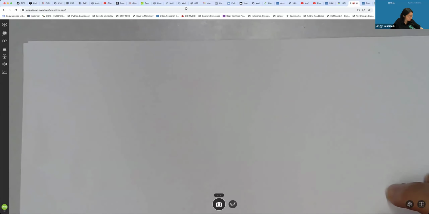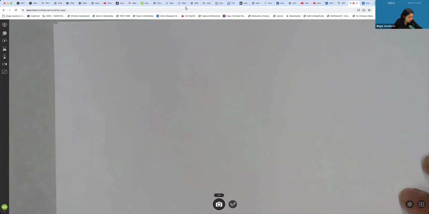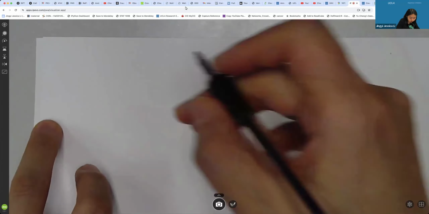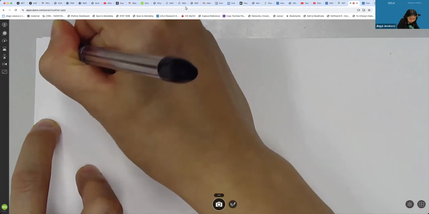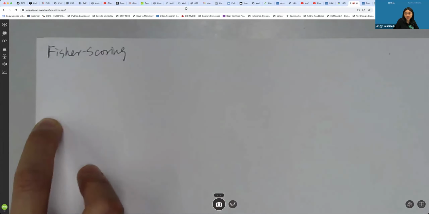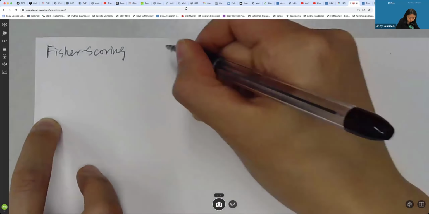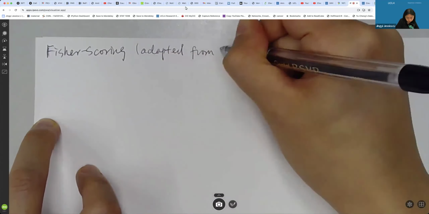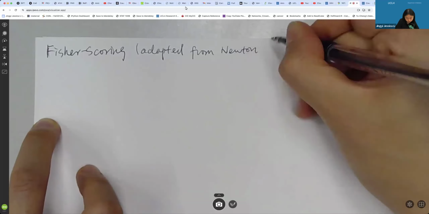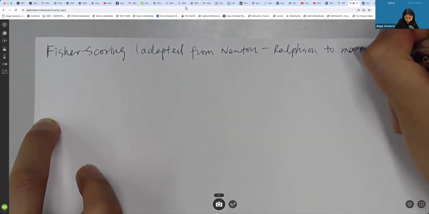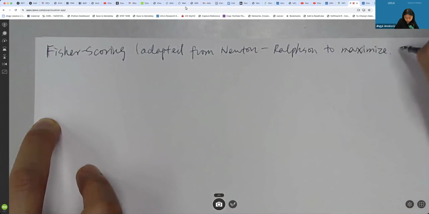All right. So if you recall, in the last lecture, we talked about optimization and we talked about Fisher scoring, which is adapted from Newton-Raphson, to maximize the log likelihood, the L function.